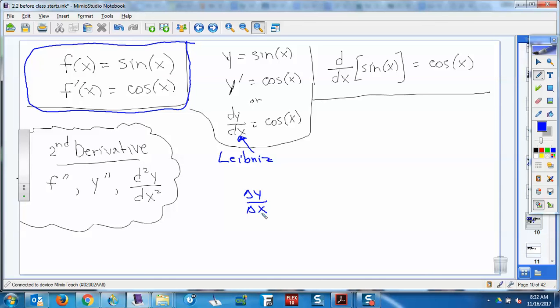The nice thing about that notation is it tells you what it's with respect to. That's why function notation is good, because it tells you what the input variable is.